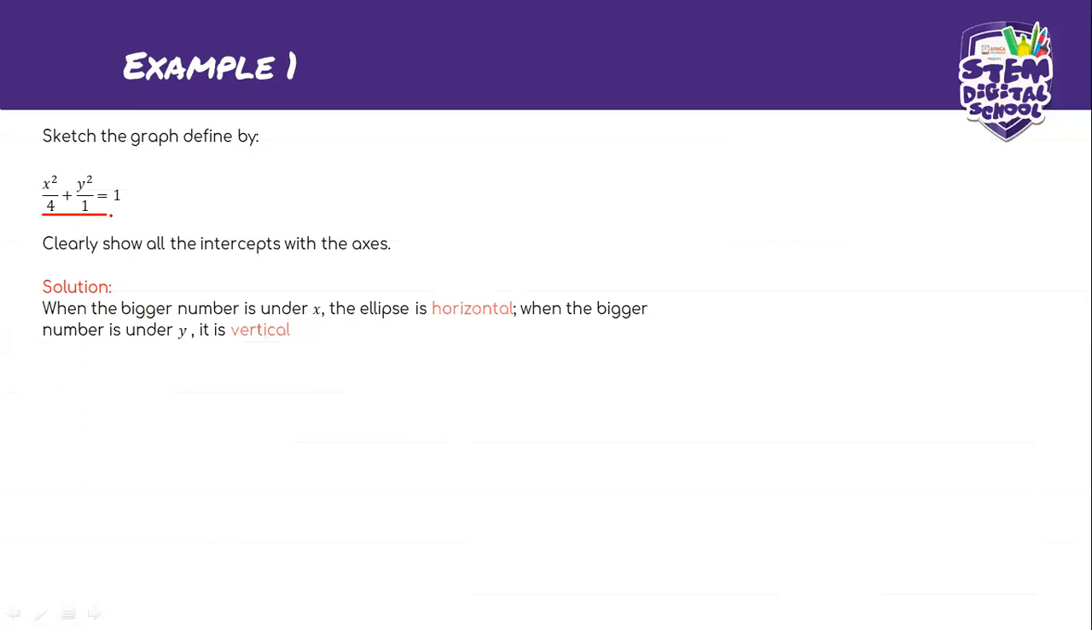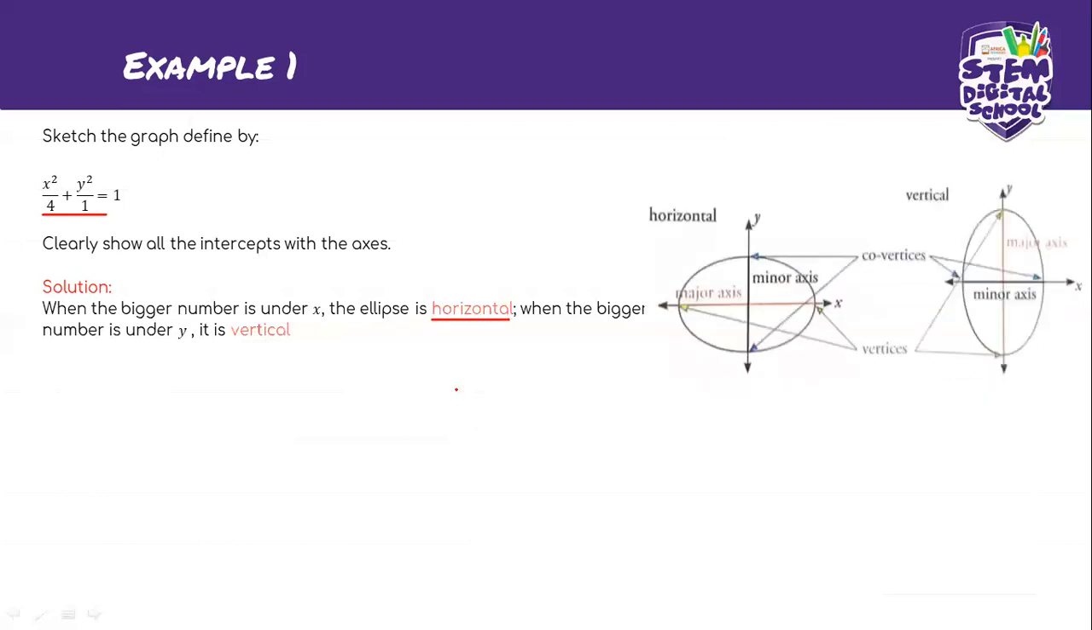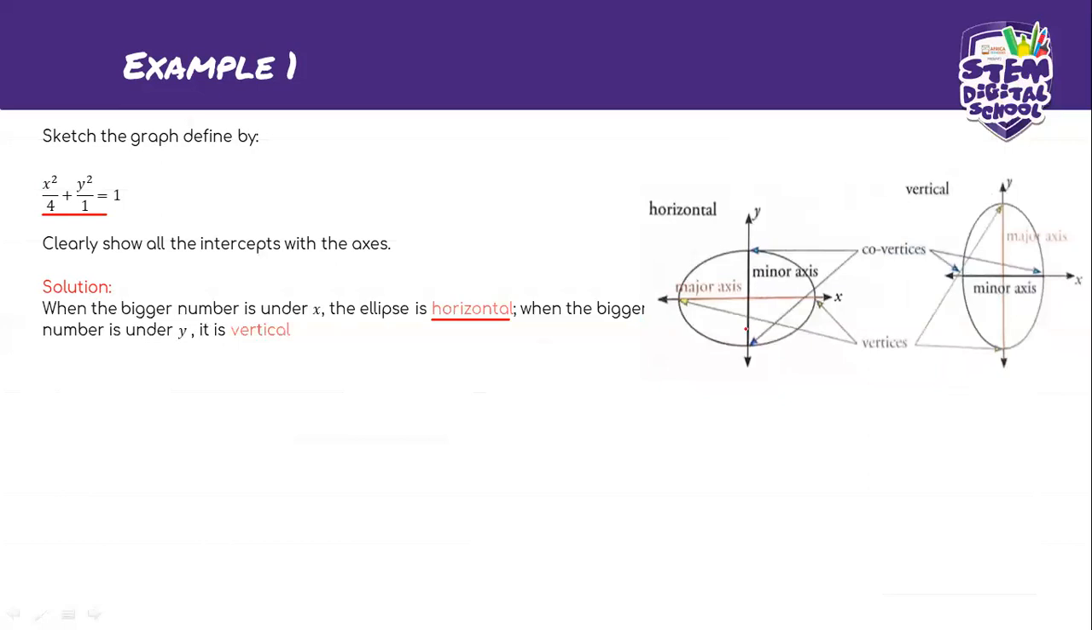Now let's come here. Which number is bigger here? So there is a number which is bigger under what? X. Meaning the ellipse that you're going to plot is going to be horizontal. All right, it's going to be horizontal. All right, for example, it's this one. You can see we have two types of ellipse. The first one is the horizontal one, right?